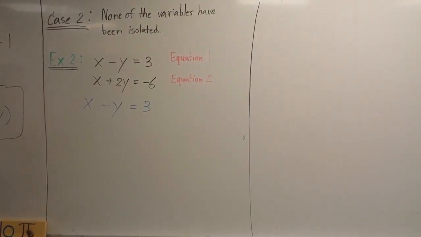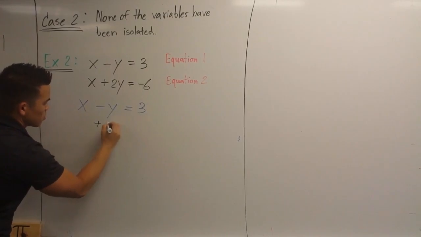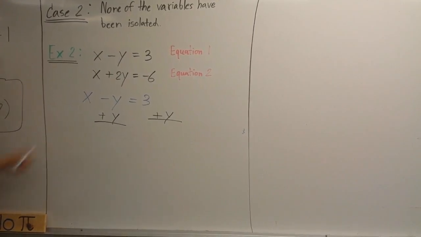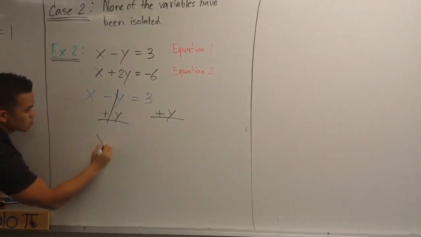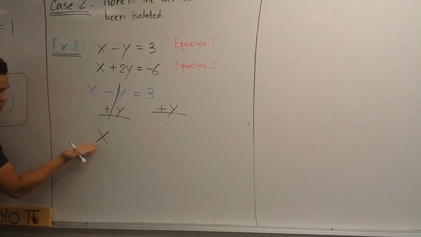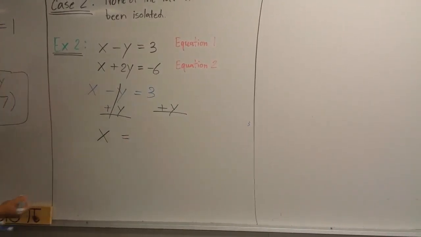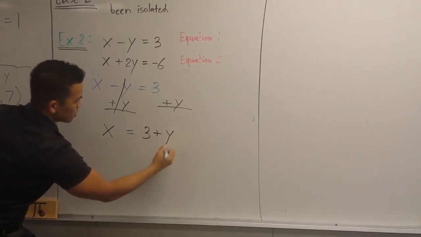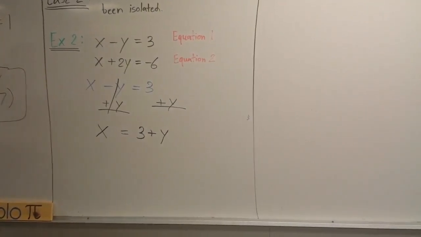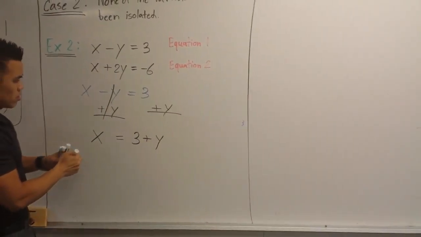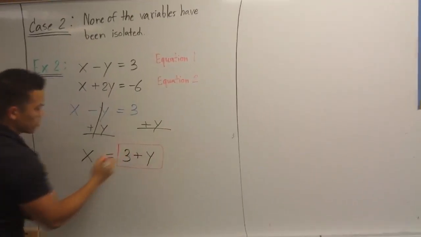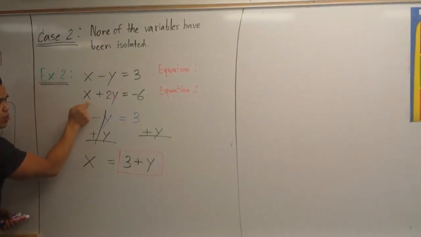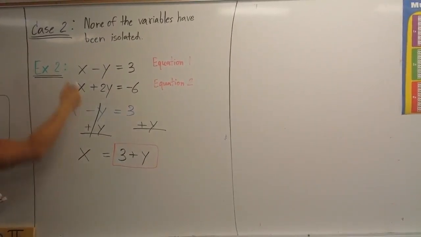What I'm going to do is add y on both sides. Now, negative y plus y cancels out. Now I've isolated x; I only have x by itself on the left-hand side. 3 cannot be combined with y, so I'm going to leave it like that: 3 plus y. In other words, 3 plus 1y. Now I know what x is equal to. X is equal to 3 plus y. I got this from equation 1, so I'm going to substitute this into equation number 2.